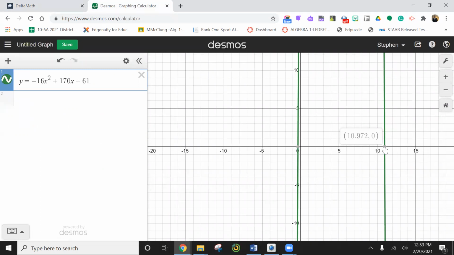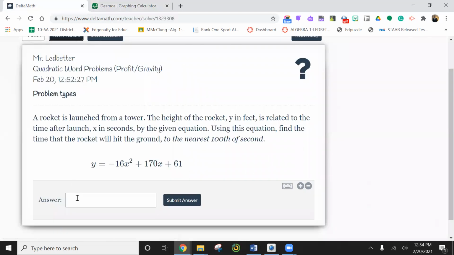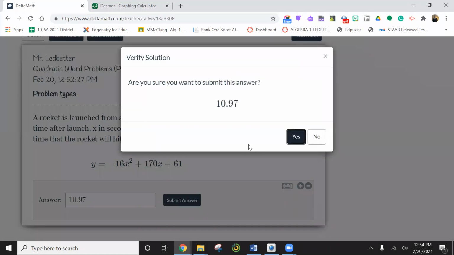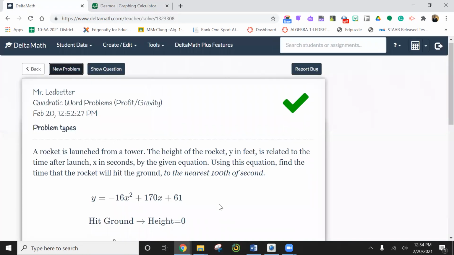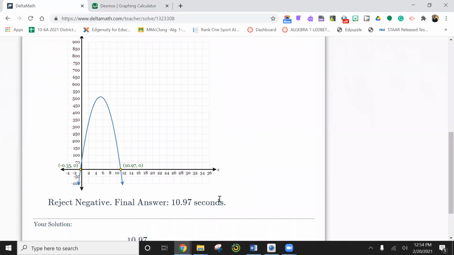Now, if it were talking about thousandths, then we'd have to put 10.972, but it's only talking 1/100th. So 10.97. And there we go. That's how you do this one.